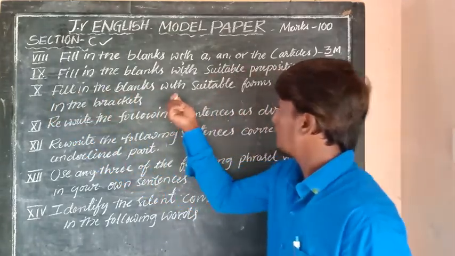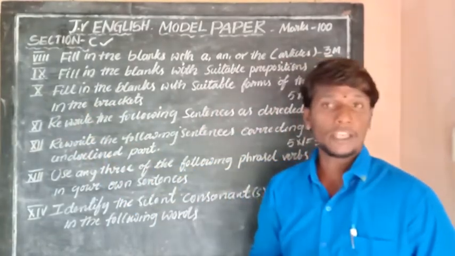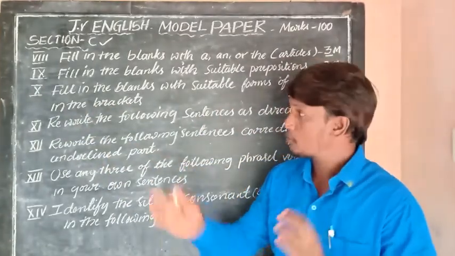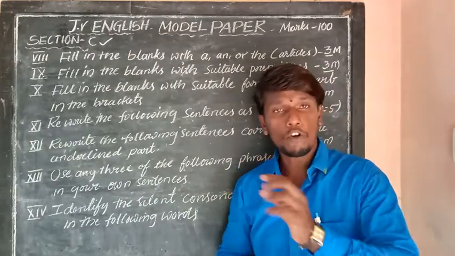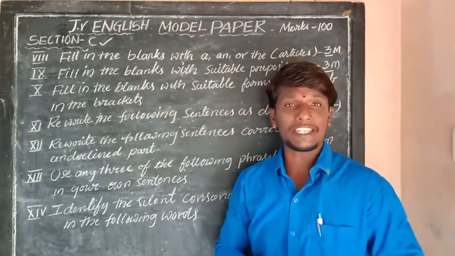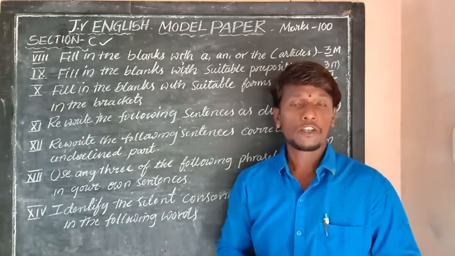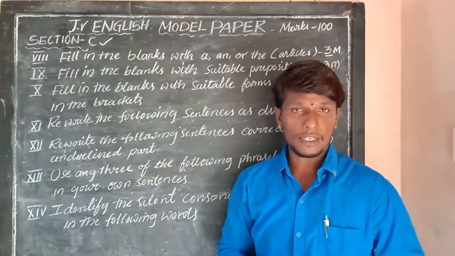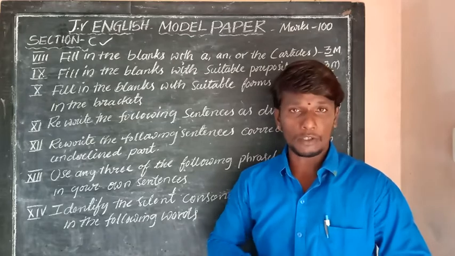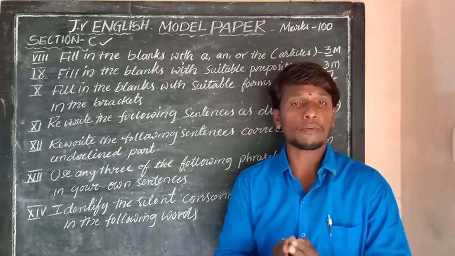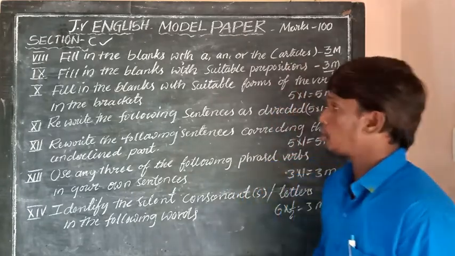Fill in the blanks with the suitable forms of the verb given in the brackets. Here we need to fill up. So this question number 10 is tenses. From all the 12 tenses you will be tested on 5 tenses. The first tense may be simple present tense, or simple future tense, or present perfect tense, or present perfect continuous. You should have thorough knowledge of all the 12 tenses to gain 5 marks from the tenses.